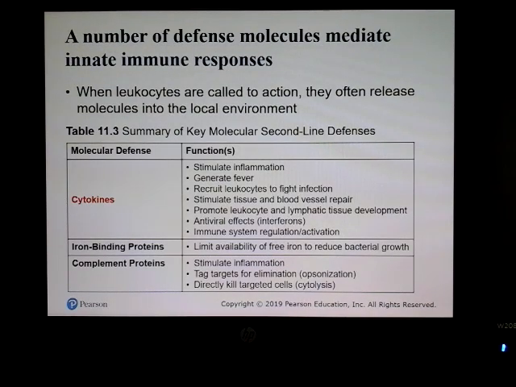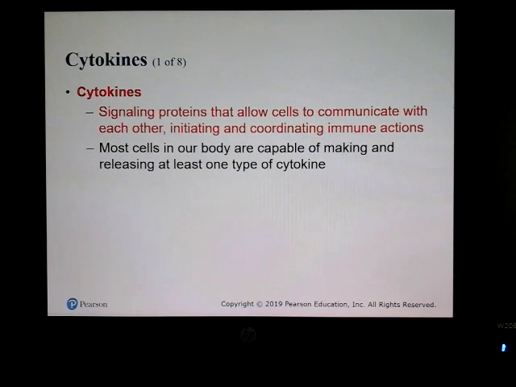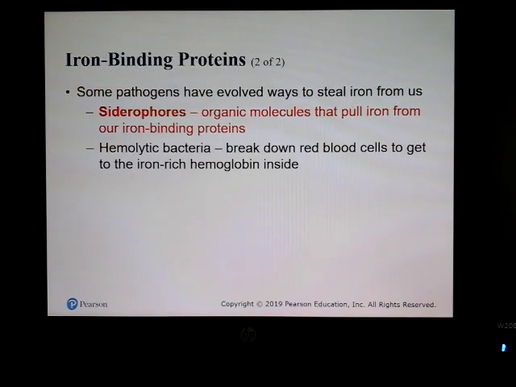Now, as far as some of our molecular defenses, one set of chemicals I'd like you to know are called cytokines. They can stimulate things like inflammation, generate fever, actually help to recruit your leukocytes to the site of an infection, etc. So what cytokines are then are signaling molecules that allow cells to communicate, that's huge, with each other, and then they initiate and coordinate immune actions. And there's a lot of different immune actions out there. There's a lot of different cytokines out there as well.